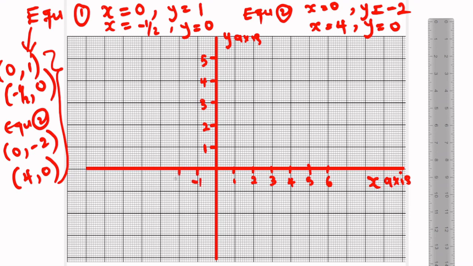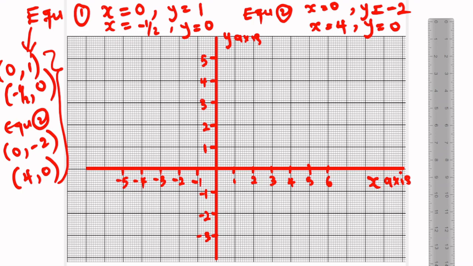-1, -2, -3, -4, -5. And here we have -1, -2, -3. So let's stop here.